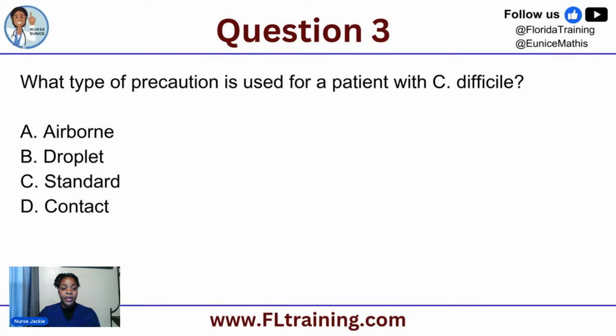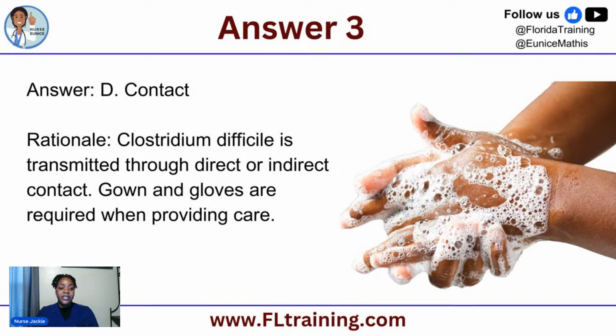All right, question number 3. What type of precaution is used for a patient with C. difficile? And you may hear this pronounced as C. diff. What precaution should we use for a patient with C. diff? A is airborne, B is droplet, C is standard, or D, contact precautions? All right, we'll go ahead and reveal that answer here. Starting to see more replies. The correct answer is D, contact.